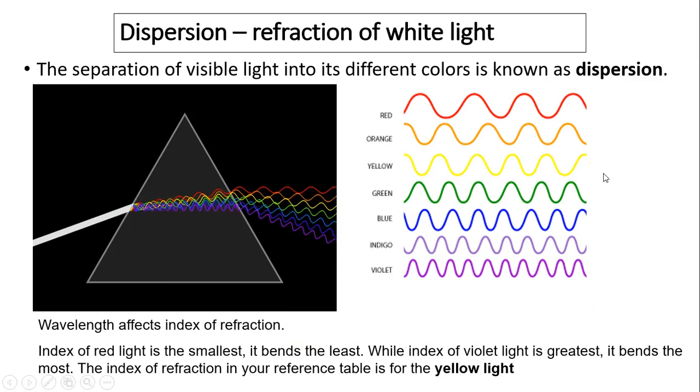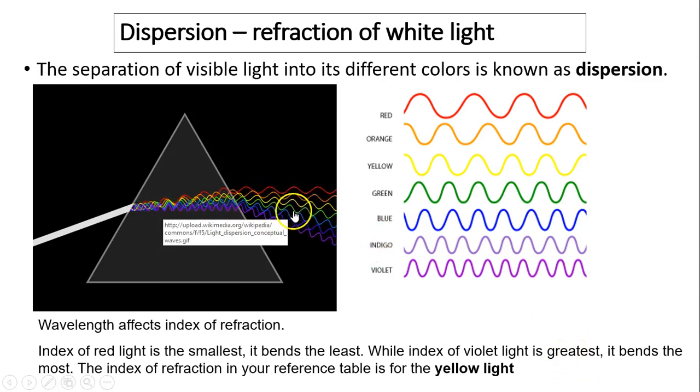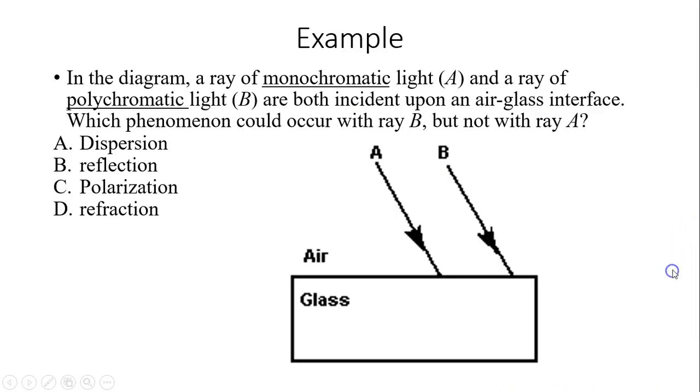So when you see in your question that the light with the frequency corresponding to yellow light enters glass or diamond, that means you can use the index of refraction. The dispersion happens because waves with different wavelengths get dispersed differently. Let's do a couple of questions.